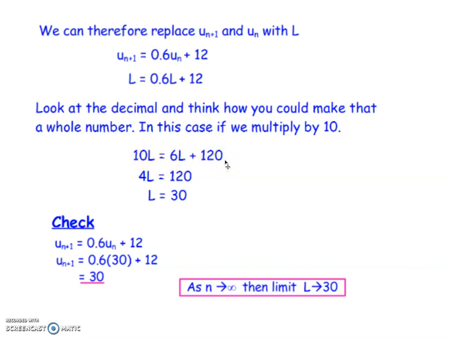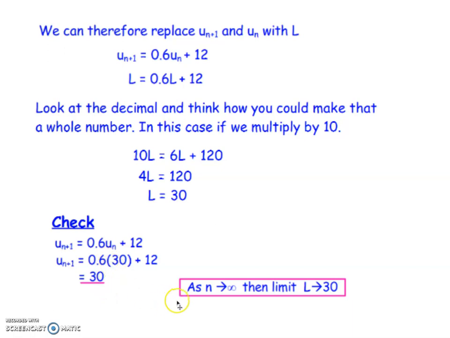It then becomes just algebra work. Subtract 6L, 4L equals 120, and L equals 30. Now, you can do a check. So let's check and see, does this work? If I substitute it into the recurrence relation, 0.6 times 30 plus 12 ends up giving me 30 still. So that means that it definitely is my limit, because when you put 30 in, the next value is also 30, and that will just keep continuing forever, basically.